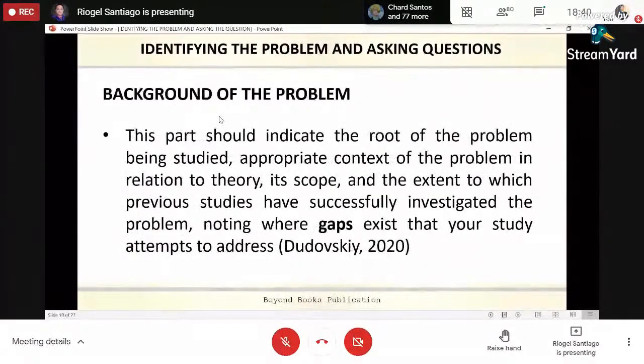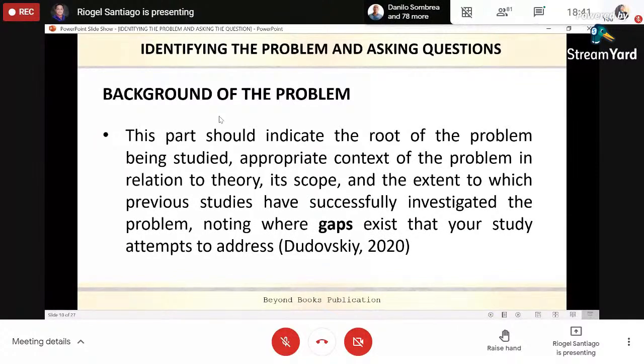This part should indicate the root of the problem. So, kumbaga, di ba, sabi nga anong hugot mo dito? Bakit mo gustong bigyang diin itong problemang ito? Anong pinaguhugutan ng research mo? Anong pinagmumulan ng research mo? We are talking here the root of the problem.